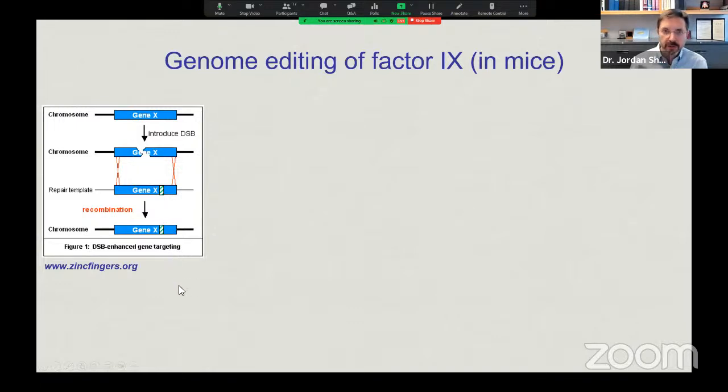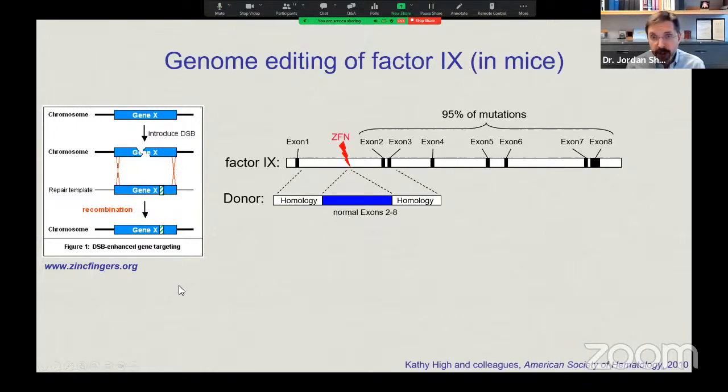fix for the gene. And their approach was clever in that they noted that hemophilia B has a particular clustering of mutations. So for those of you not familiar with genes, genes are divided into exons and introns. Factor IX has 8 exons, and that's where all the business part is. That's where all the coding for the protein is. And they noted that 95% of factor IX mutations are in exons 2 through 8. And exon 1 is usually normal.